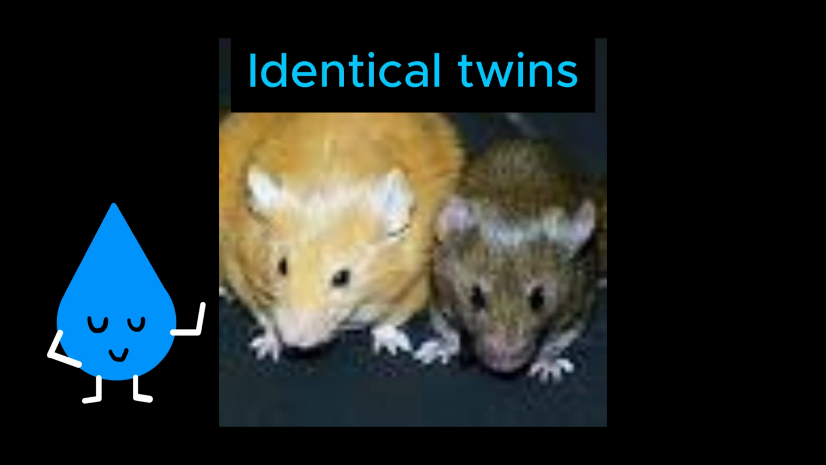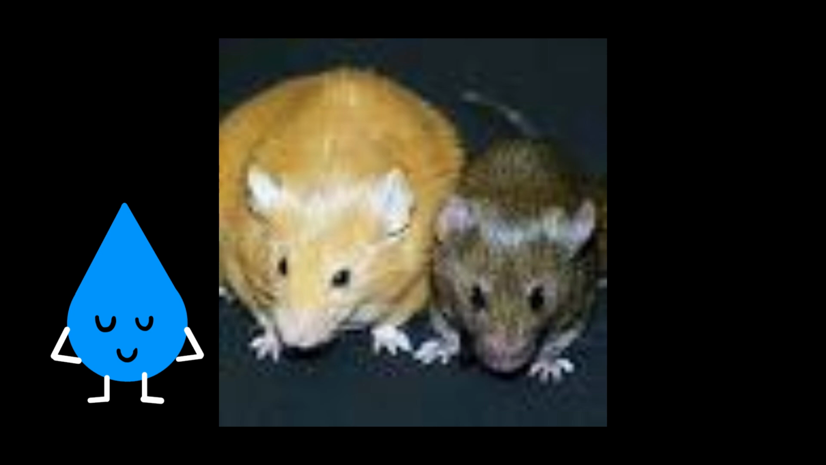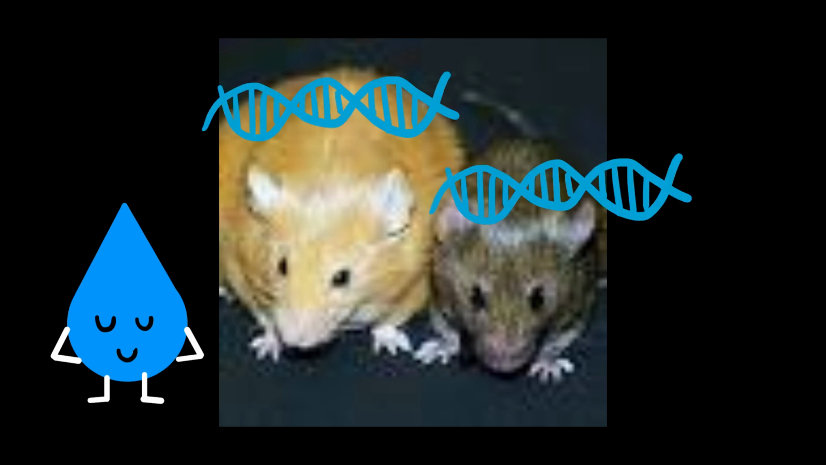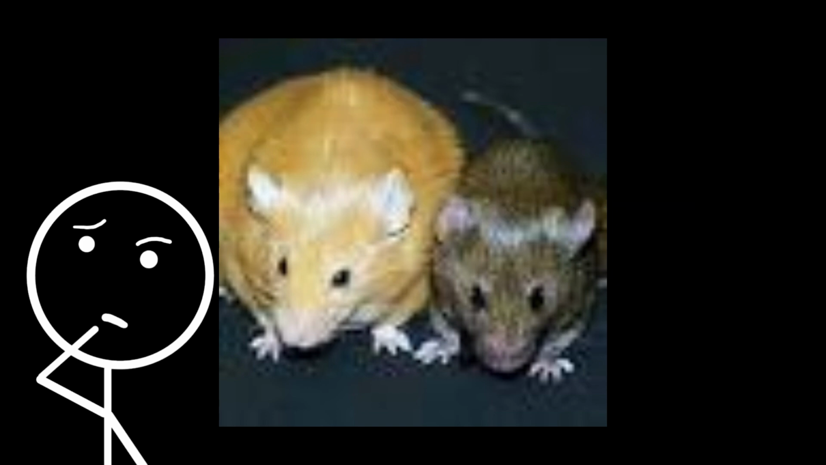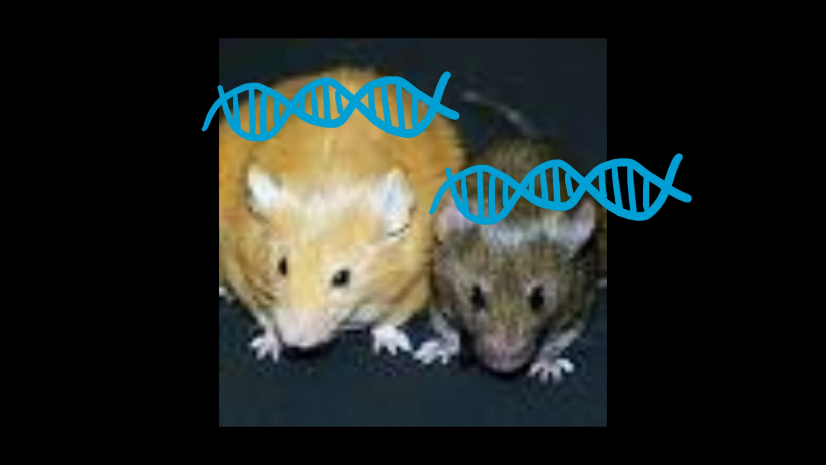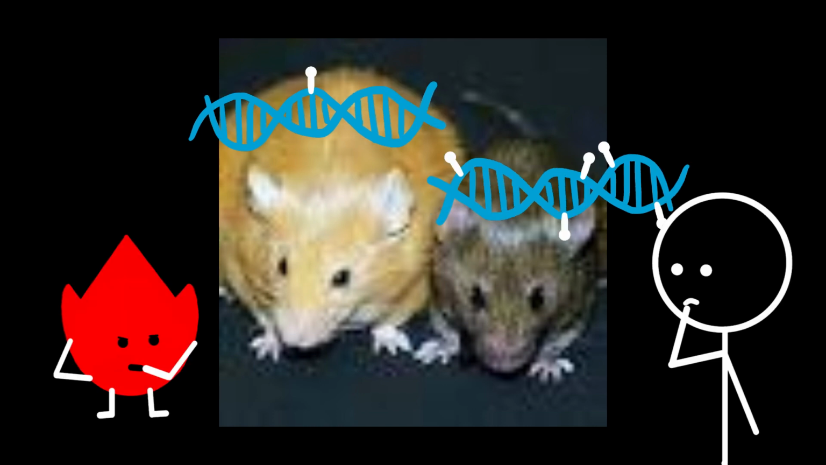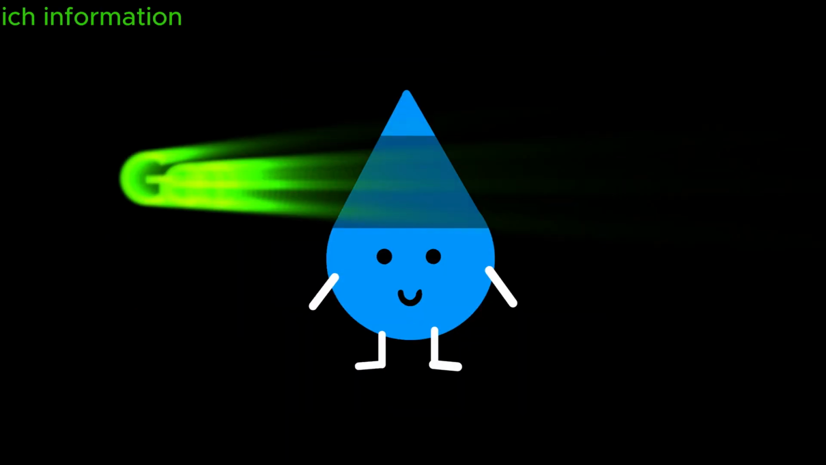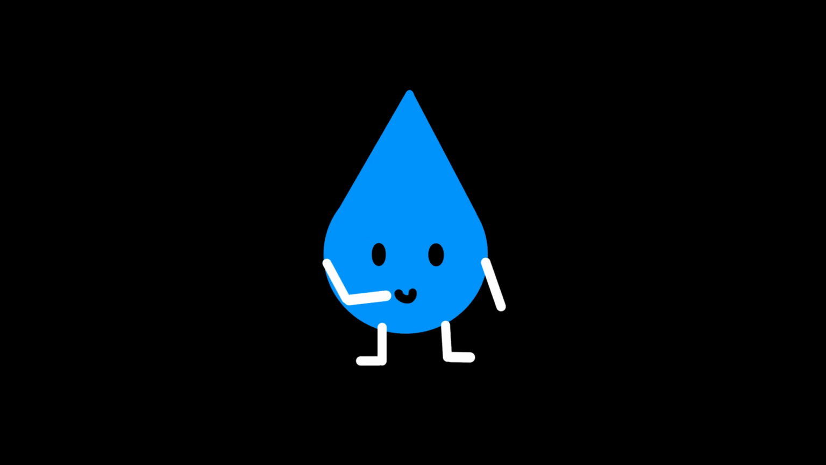These mice are identical twins. They don't look identical, but they have identical DNA. Wait, I thought hair color was determined by your genes. It is. These mice have the same genetic sequence, but the way these genes are expressed is different. Let's explain gene expression. I'll review how the mice have different color fur at the end of the video.